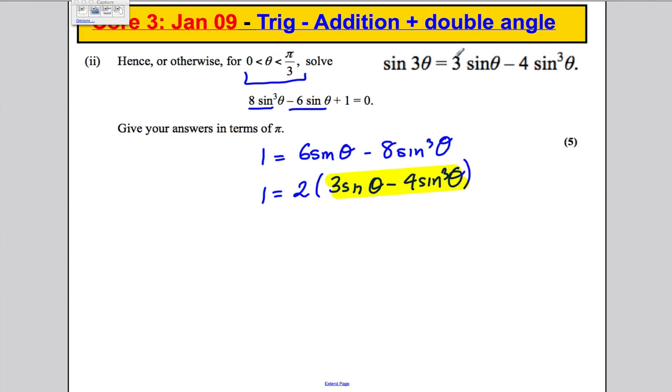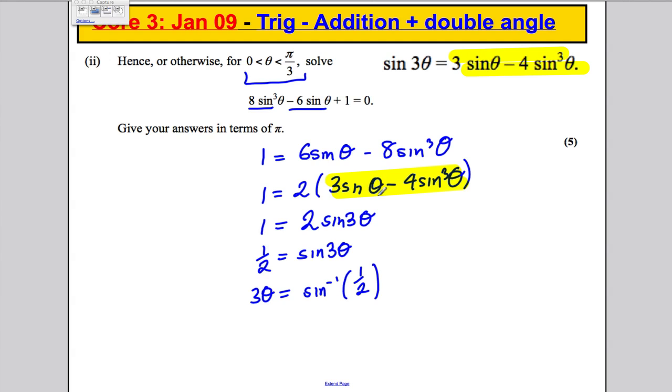Where have you seen that before? Well look, it's there. So actually you could replace this by sine 3 theta. So this is the same as 1 equals 2 multiplied by sine 3 theta. Dividing both sides by 2, a half is equal to sine 3 theta. And that's what you're solving. So to get 3 theta, you take the inverse sine of a half, and between 0 and pi by 2, the inverse sine of a half is pi by 6. So 3 theta is pi by 6.